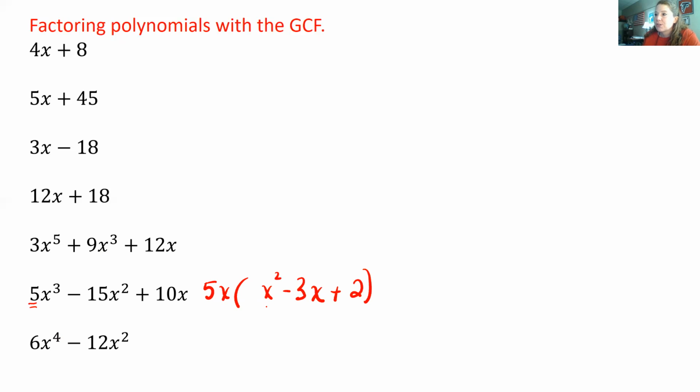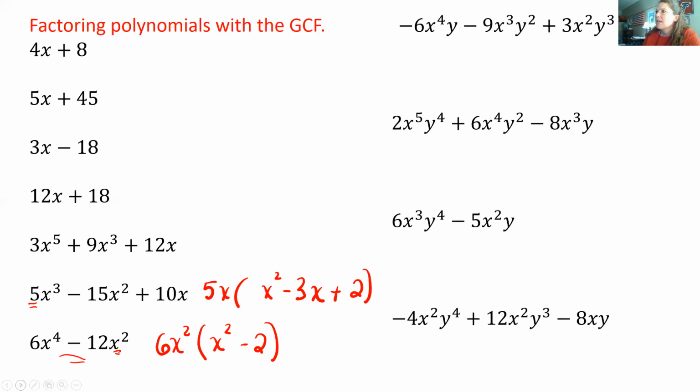So always go back and look at it. So that would be 5x to the third minus 15x squared plus 10x. So that's correct. All right, what about this one? Let's pull out a 6 and this time 2 x's. So 6x to the fourth divided by 6x squared is x squared. And then negative 12 divided by 6 is negative 2. And there would be nothing left because we pulled out both of those. So look at it, make sure if I use the distributive property, I get what I started with, and I know I'm right.